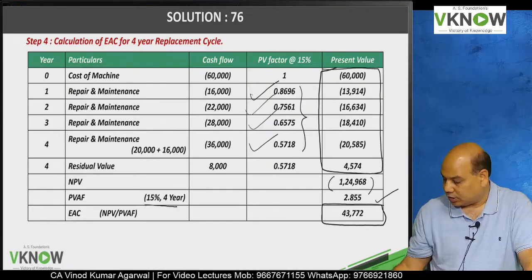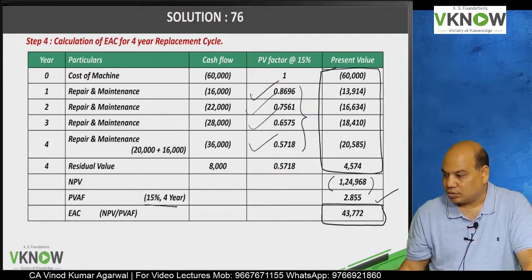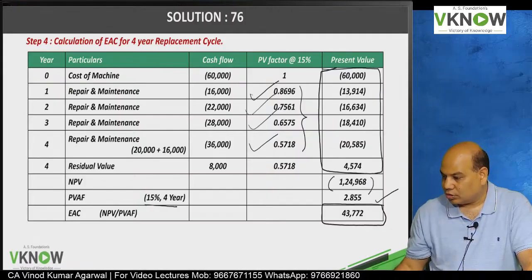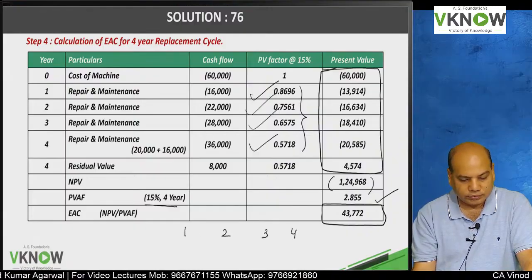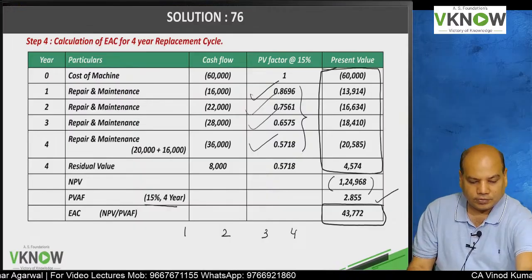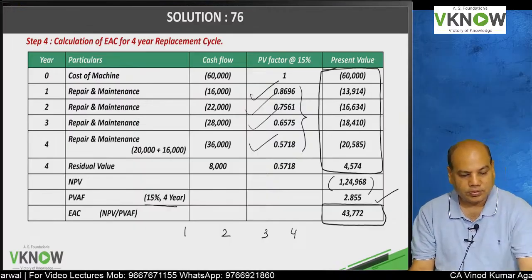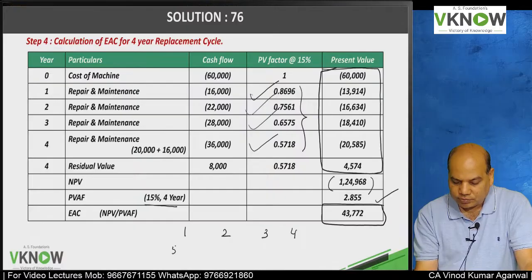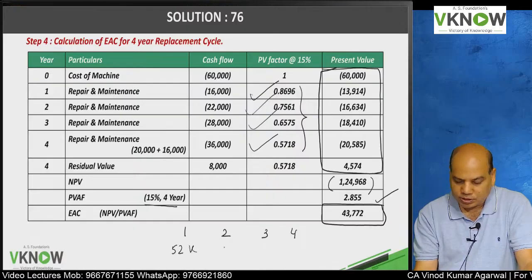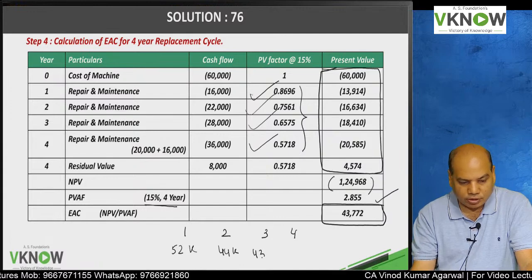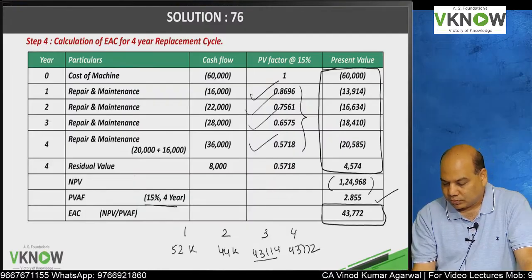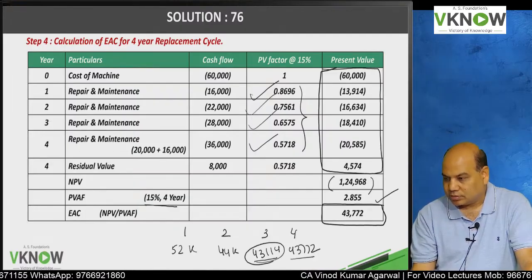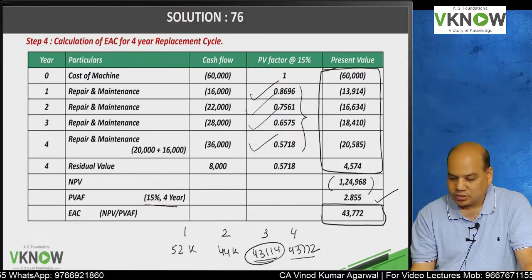One student has replied: 43,772. Very good answer. Now compare these 4 answers you have got and confirm which is the lowest one. The first was around 52k plus something, then it was 44k plus something. This is 43,114, this is 43,772. This is lowest. Year 3 is lowest.